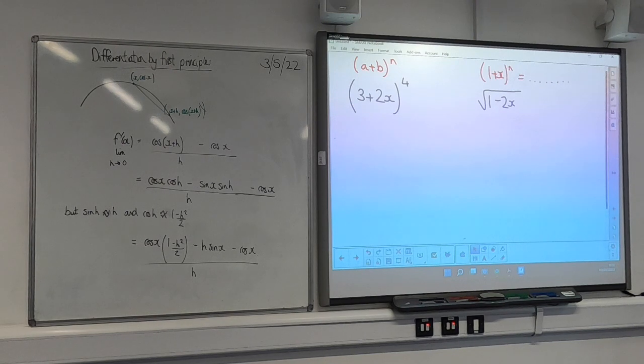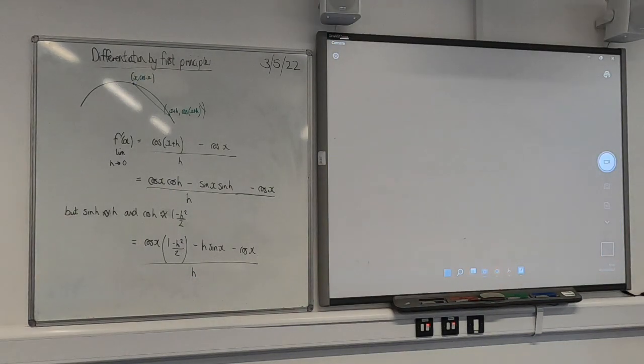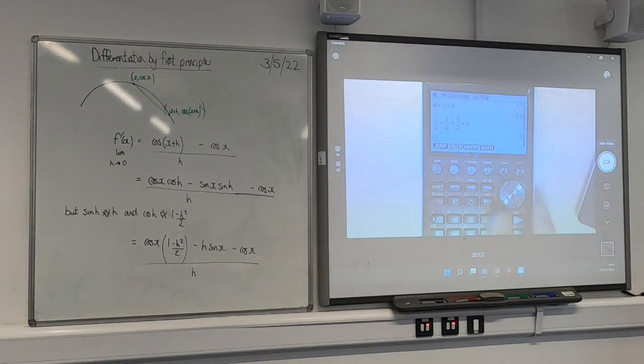So let me just remind you how to get nCr on your calculator. It's option, second page, probability, and there it is. Option, second page, probability, there it is, nCr.